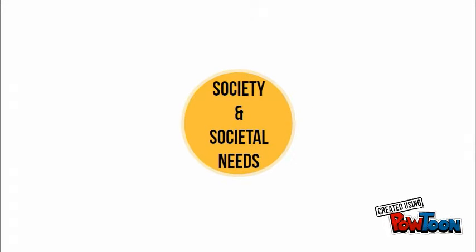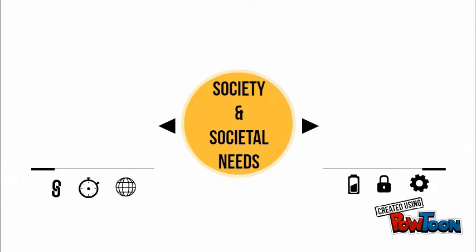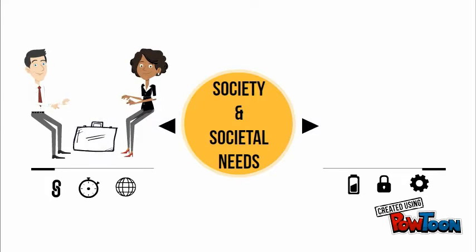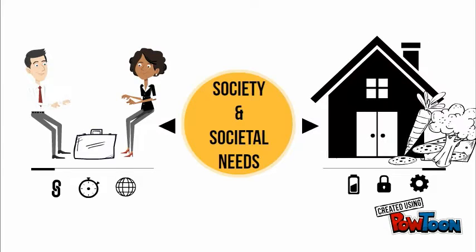Monetary policy helps with society and societal needs in two main ways. The central bank can ensure a low unemployment rate so that people who need jobs don't lose them. Next, the central bank can ensure that prices remain at a reasonable rate so that people can afford their basic necessities.